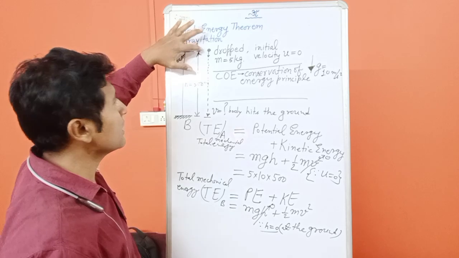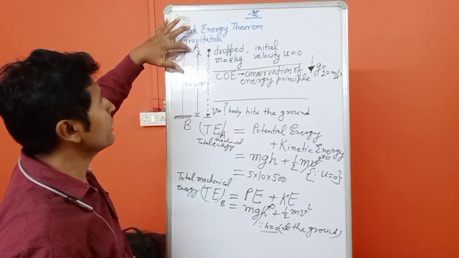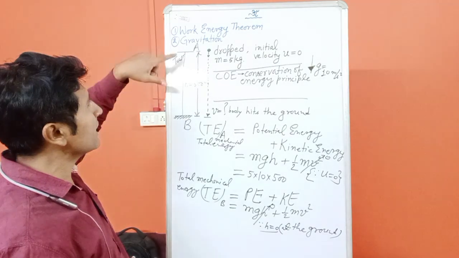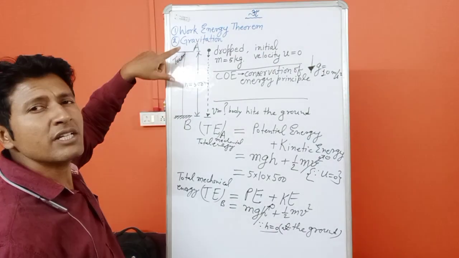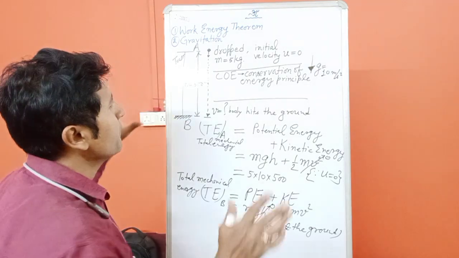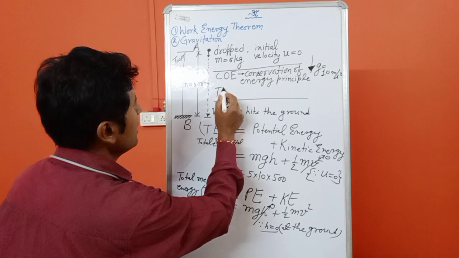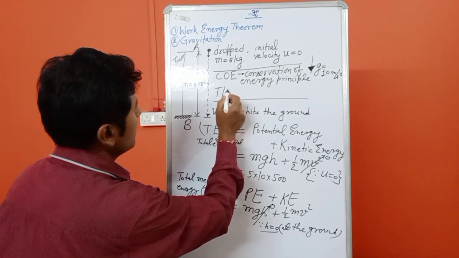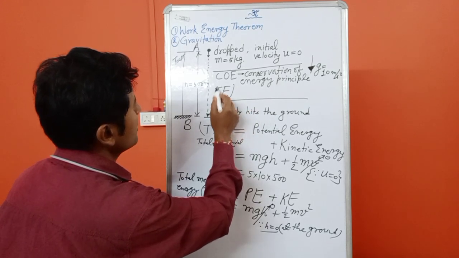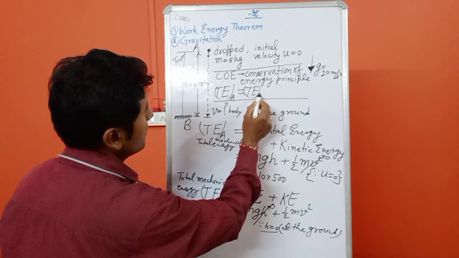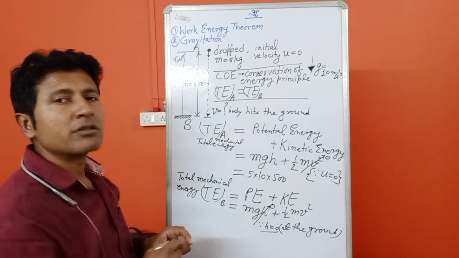It means whatever total mechanical energy is at point A must be the same at point P or any other point in between point A and B. This point is clear, right? Now let's apply. It means total mechanical energy TEA must be equal to TEB. This one is clear or not?